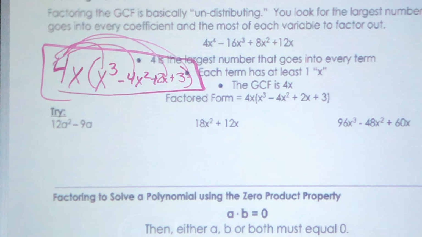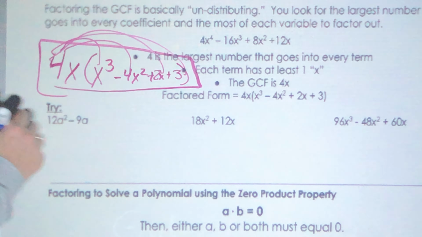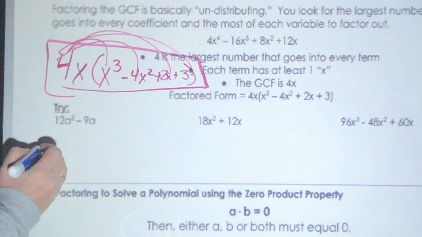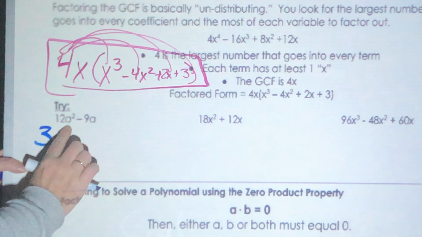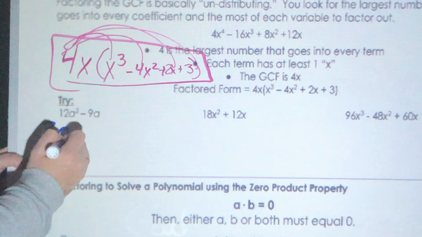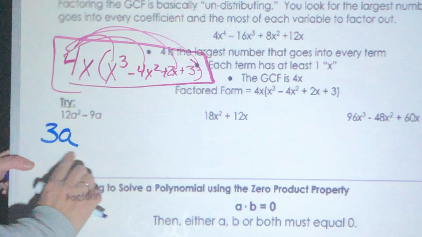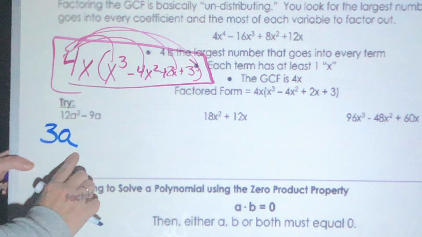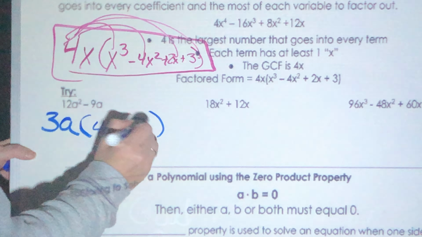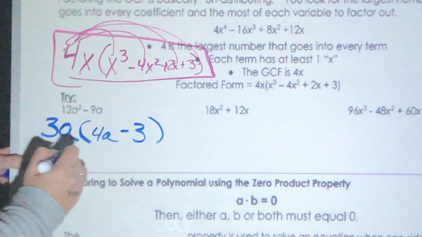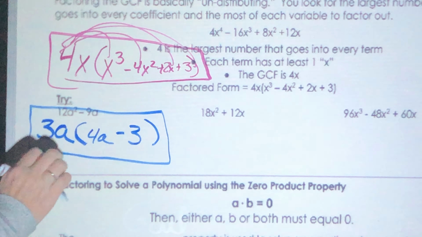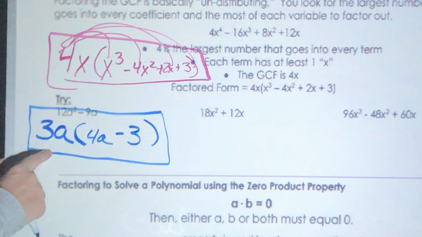So for the first example, it's just a binomial. We're going to see what we can take out for numbers. Looking at 12 and -9, the largest number that goes into both evenly is 3. If you have an a squared and an a, the most a's they have in common is 1. So that's our GCF. If you're asked for the GCF, it's 3a. If you're asked to factor, you also need to give the parentheses. So 3a times 4a would give us 12a squared. 3a times -3 would give us -9a. So this is complete factored form. If you're asked for the GCF, it's just the 3a.